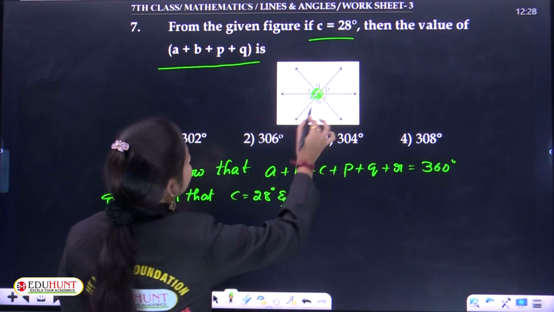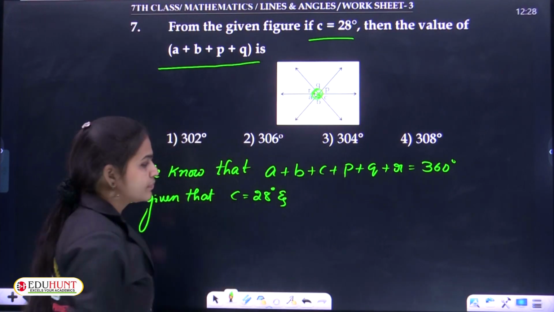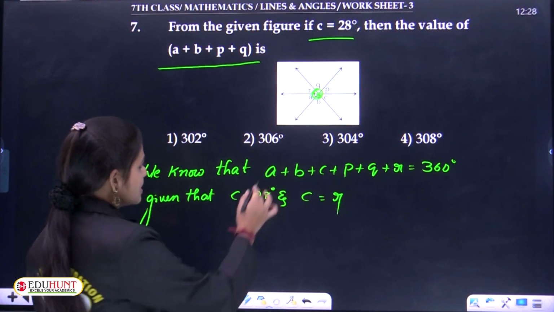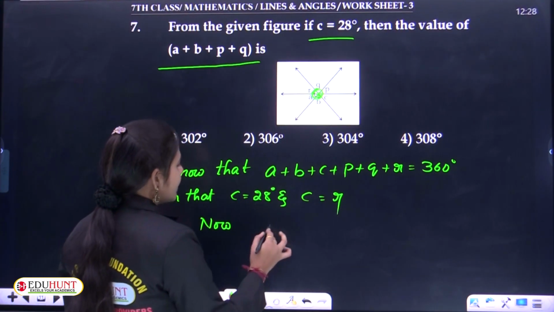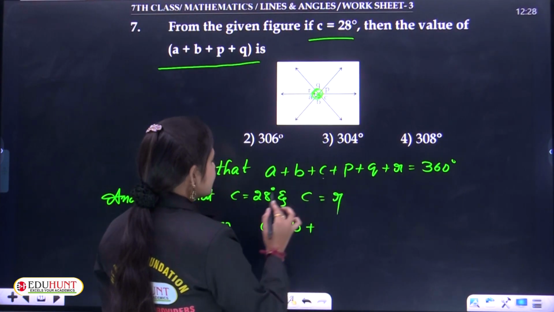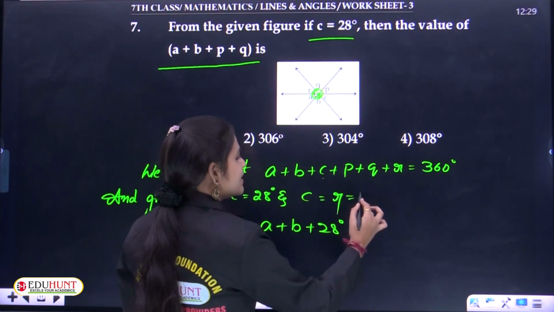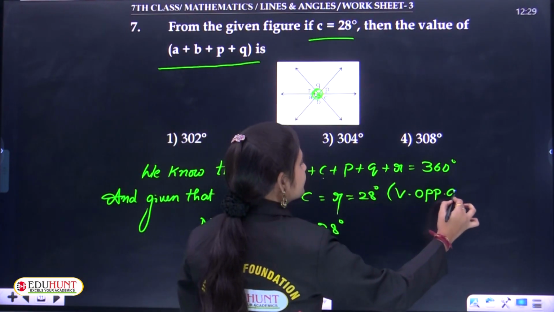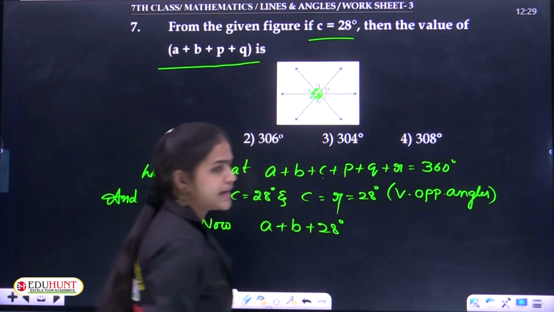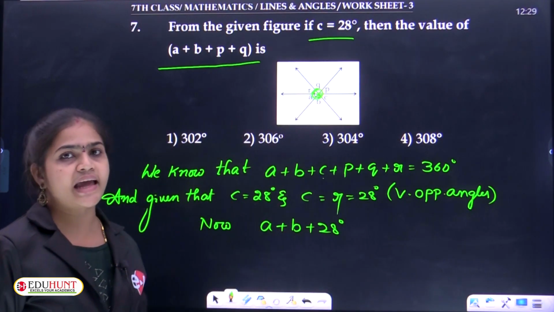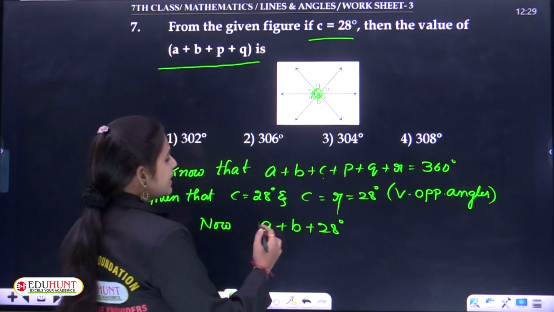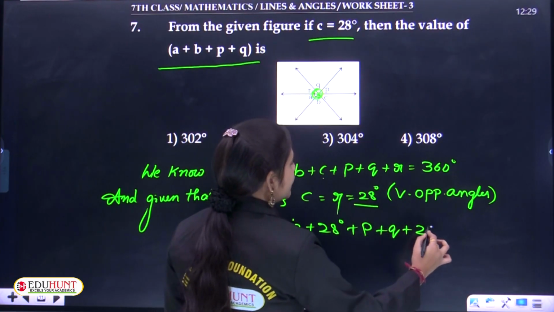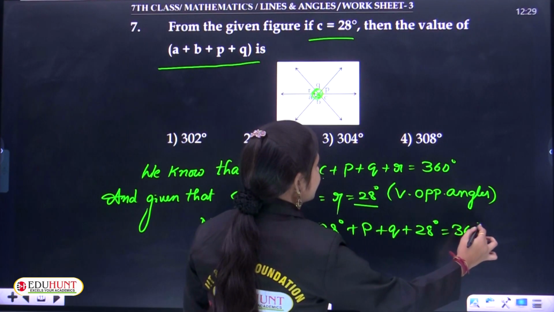Which two angles are equal? Here C is equal to R. Now substitute here. A plus B plus C, here C is equal to 28 degrees. Obviously R is also equal to 28 degrees. Why? Because they are vertically opposite angles. If you know one of the angles, then its opposite angle is also known, right? Then A plus B plus C plus P plus Q plus R is equal to, again with 28 degrees, 360 degrees.